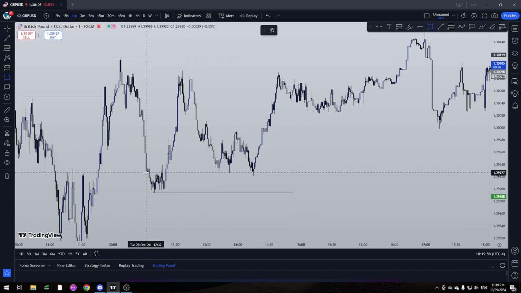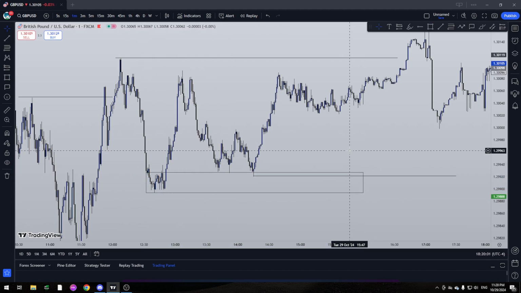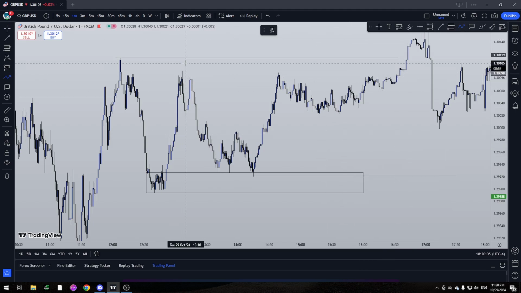So what you can do is mark out this as your zone already. And even though the market did not take out this high yet, what you see the market is doing is building liquidity already.